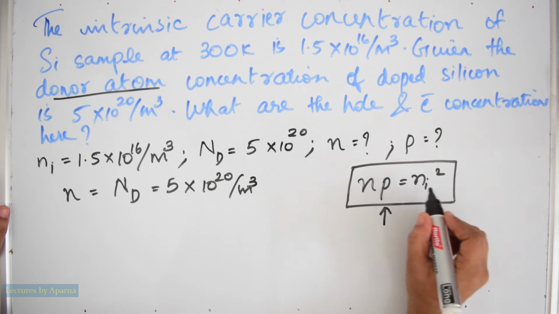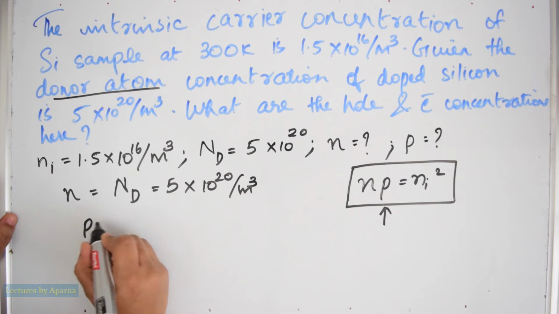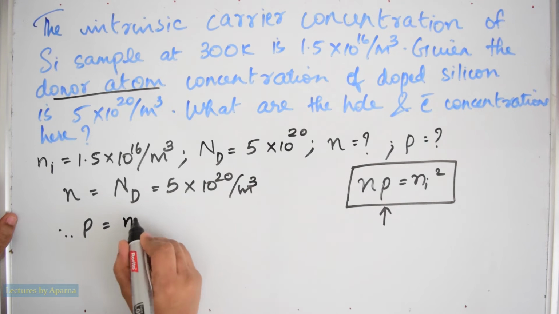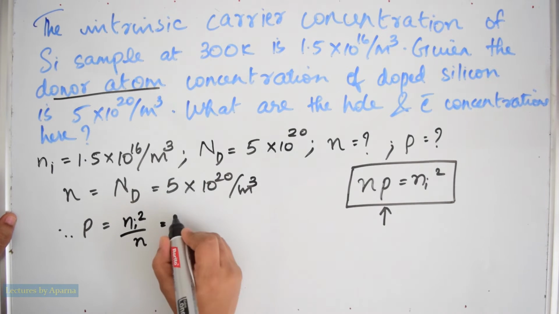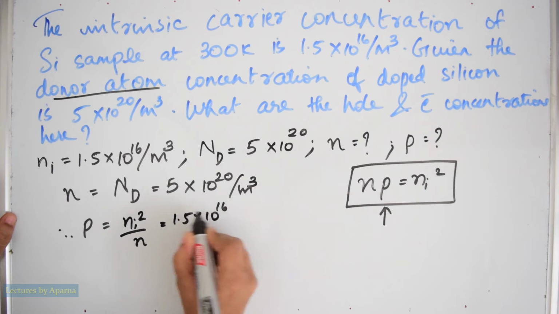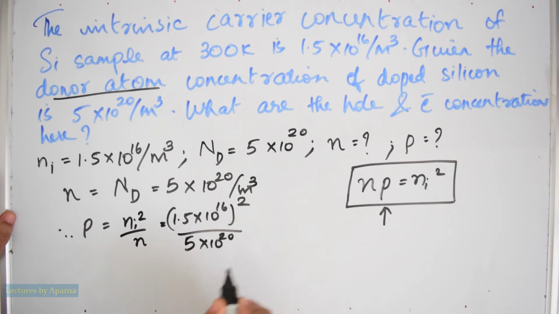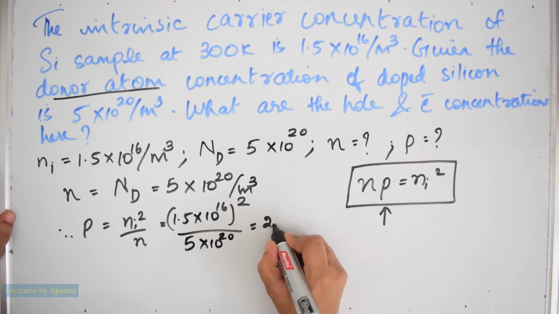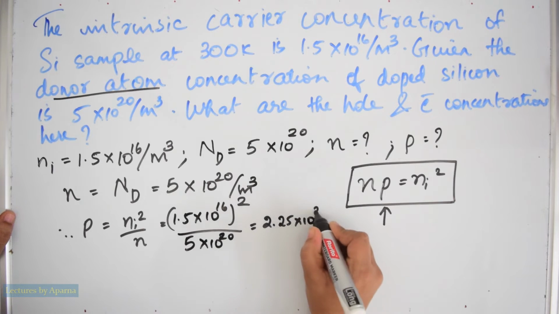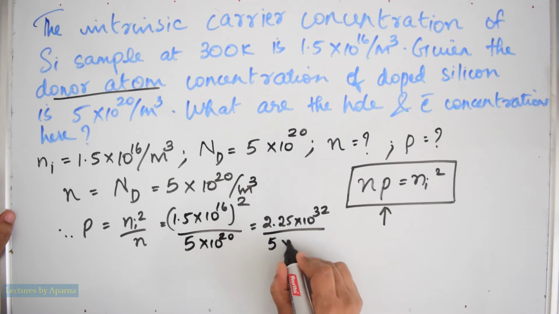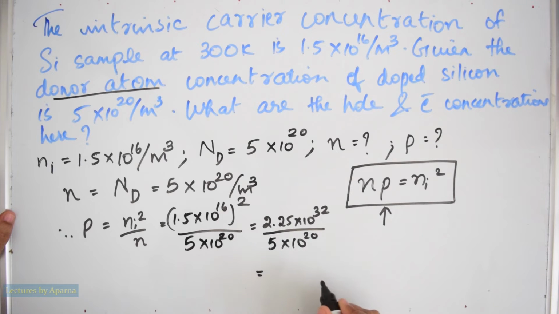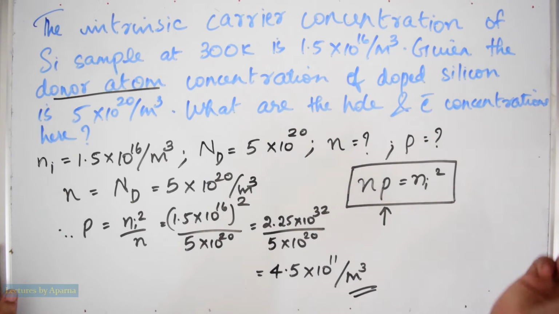So let's substitute the value of N and Ni square here. Therefore P will be equal to Ni square by N, which is equal to 1.5 into 10 raised to 16 the whole square by N is 5 into 10 raised to 20. This is equal to 2.25 into 10 raised to 32 divided by 5 into 10 raised to 20. It will be equal to 4.5 into 10 raised to 11 per meter cube. So this is the value of hole concentration.